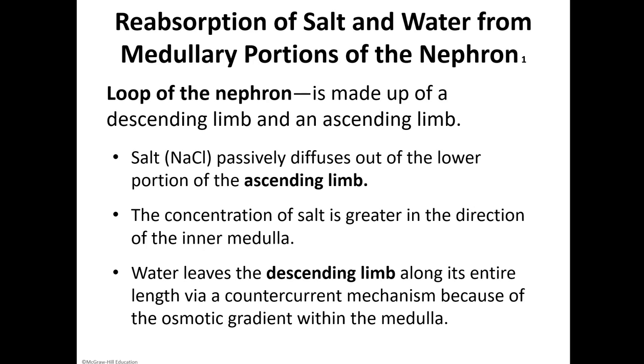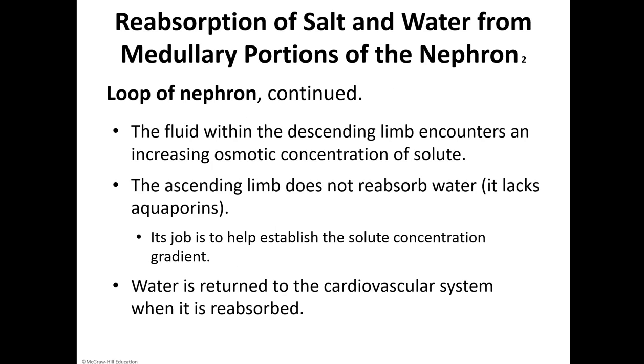Water leaves the descending limb along the entire length via the countercurrent mechanism because of the osmotic gradient within the medulla. The fluid within the descending limb encounters an increasing osmotic concentration of solute. The ascending limb does not reabsorb water because it lacks aquaporins. Its job is to help establish a solute concentration gradient. Water is returned back into the cardiovascular system when it is absorbed.